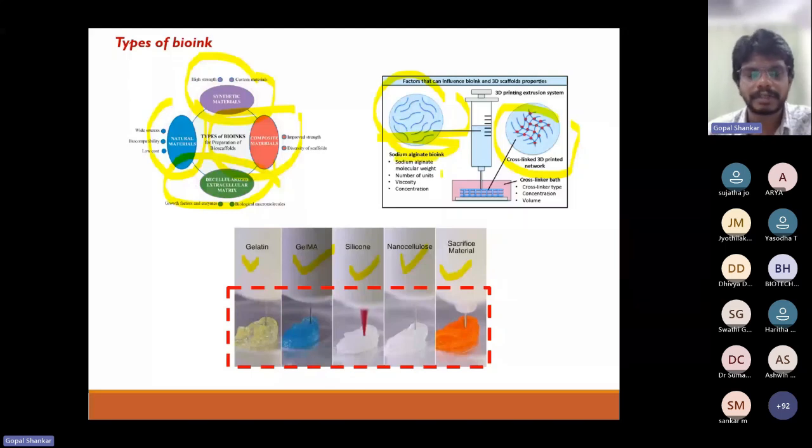The molecular weight of sodium alginate is very important. The number of units in the sodium alginate is very important because this determines the viscosity and concentration. And in the 3D printing system, how you're going to cross-link the material, what type of cross-linkers you're going to use, again, the concentration and the volume is very, very important.